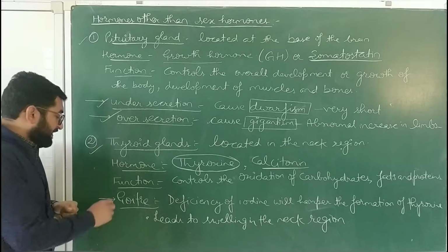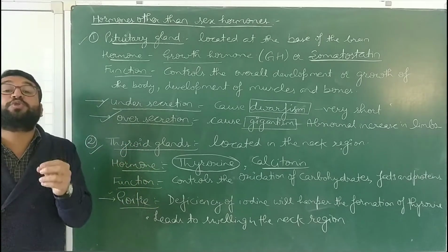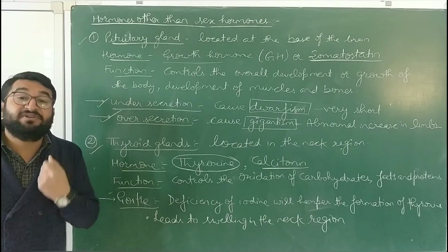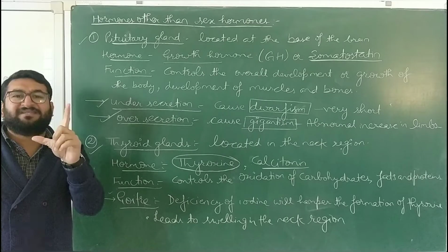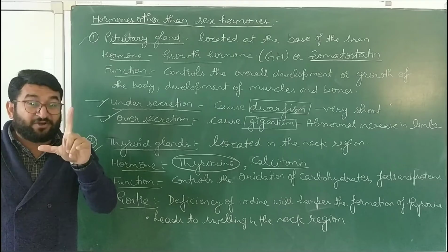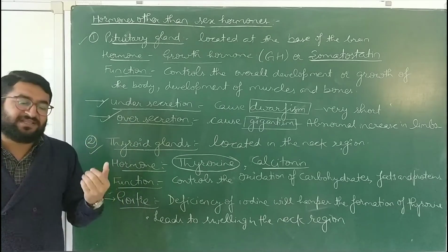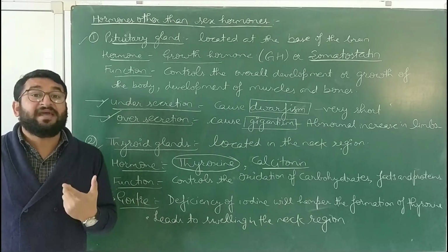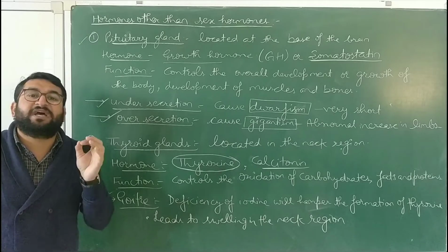Next is its deficiency. Basically, thyroxine's deficiency occurs due to the deficiency of iodine. Iodine is a mineral which we take through salt. That's why the salt packets you use in your houses, like Tata salt and others, have written on them that these are iodized salts. Iodized means the salt contains iodine. Why do we require iodine in our diet? Because iodine is responsible for the formation of thyroxine.